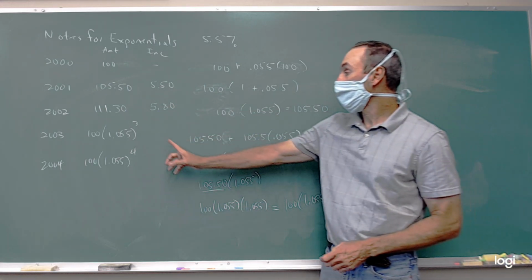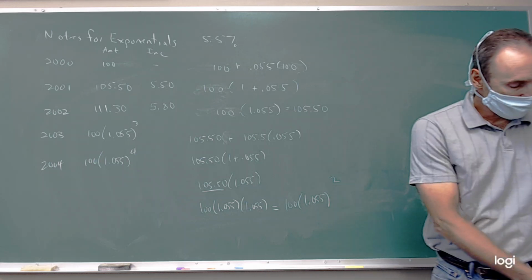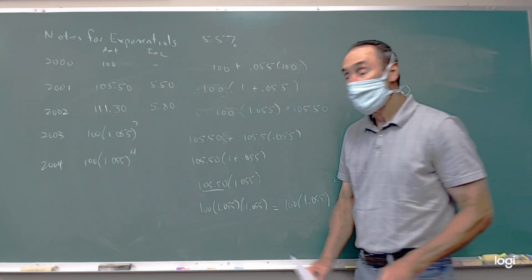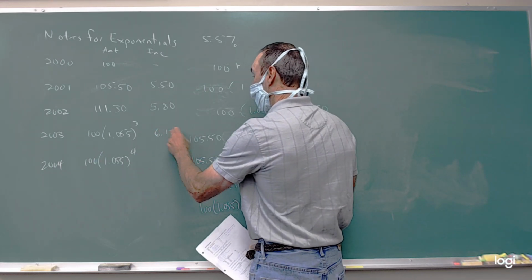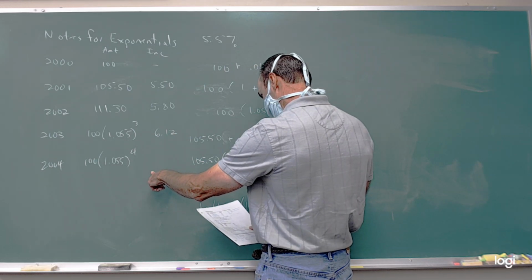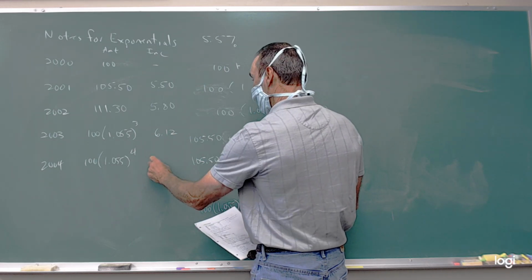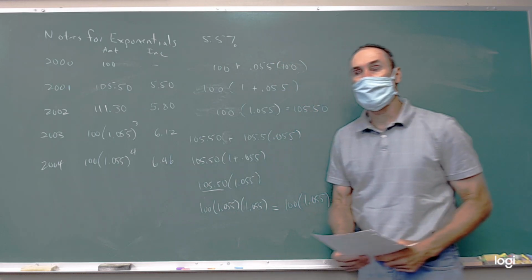So the difference, did anybody get the difference in 2003 yet? 612. Nice, 612. And in 2004? 646. $6.36. Nice. Okay, so we're in agreement.